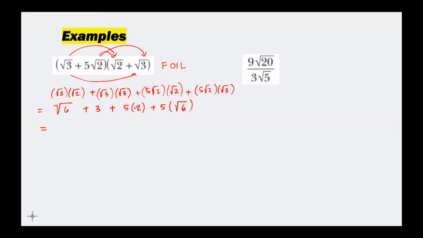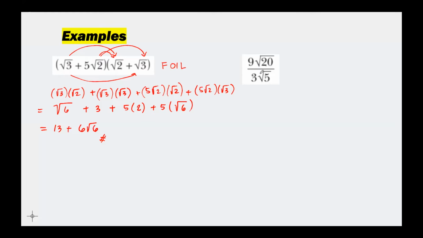So 3 plus 10 gives you 13, plus square root of 6 plus 5 square root of 6. In this case, you only need to add the coefficients, so that is 6 square root of 6. So this is the final answer. That's how you multiply your surds. We're going to use these methods or concepts later when you are solving equations involving surds.